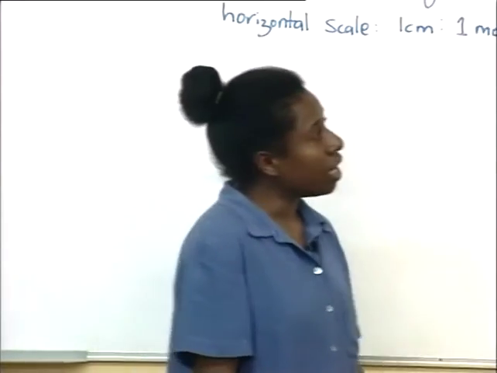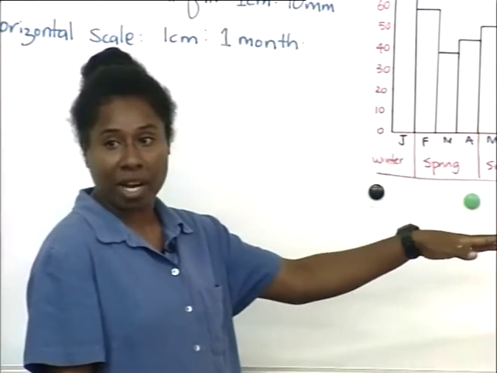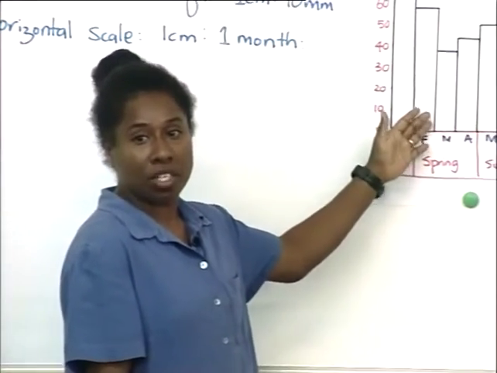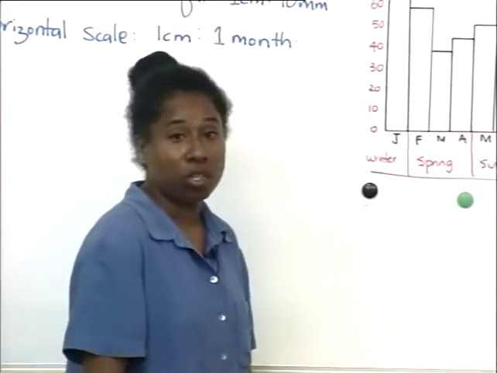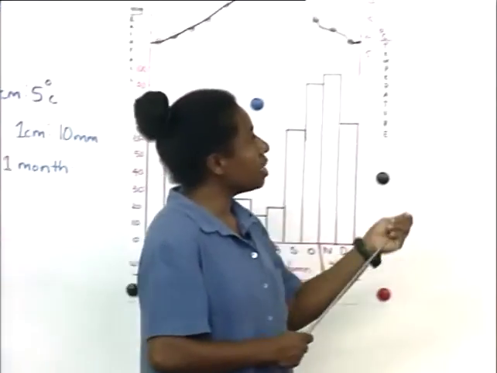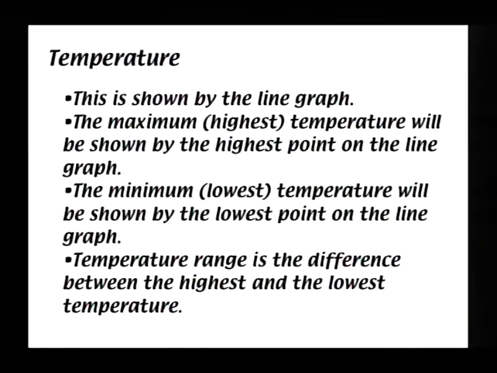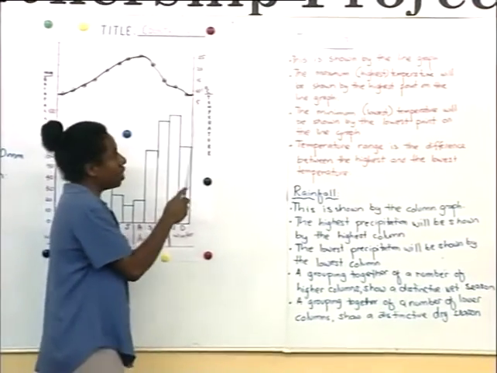Let's move on now to looking at some of the main points that we have already identified from interpretation and construction, and then you will be required to do some activities. We'll start with temperature. From the climograph, there are two sets of information that are given, temperature and rainfall. For temperature, this is shown by the line graph. So the line graph here basically shows us the temperature.